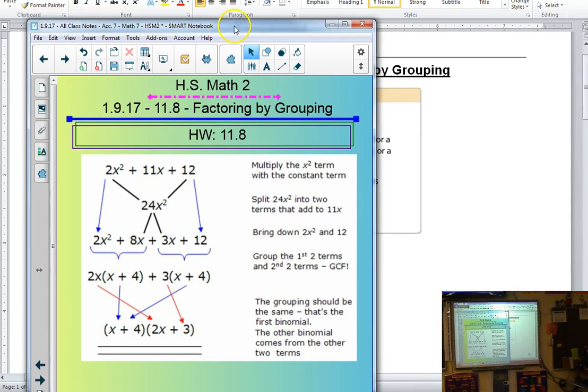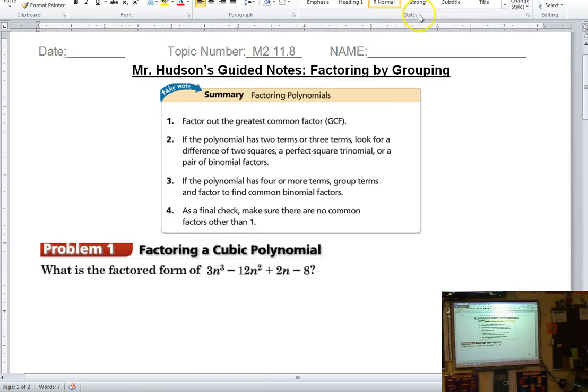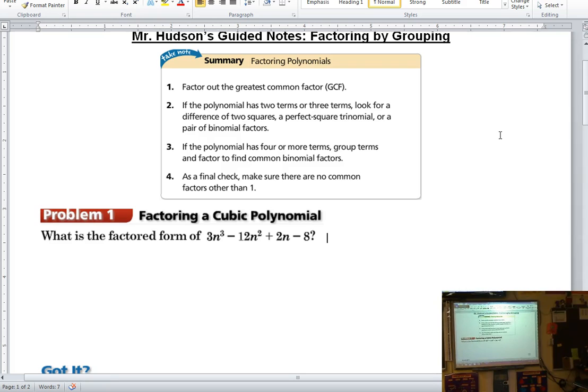Okay, so today is the 9th, and we, again, are working on factoring, but today we're specifically looking at factoring by grouping. So let's talk about this process. We want to factor out the greatest common factor first. Then, if the polynomial has 2 terms or 3 terms, look for the difference of 2 squares or a perfect square. So if you remember back to last week, how do I identify a difference of squares?